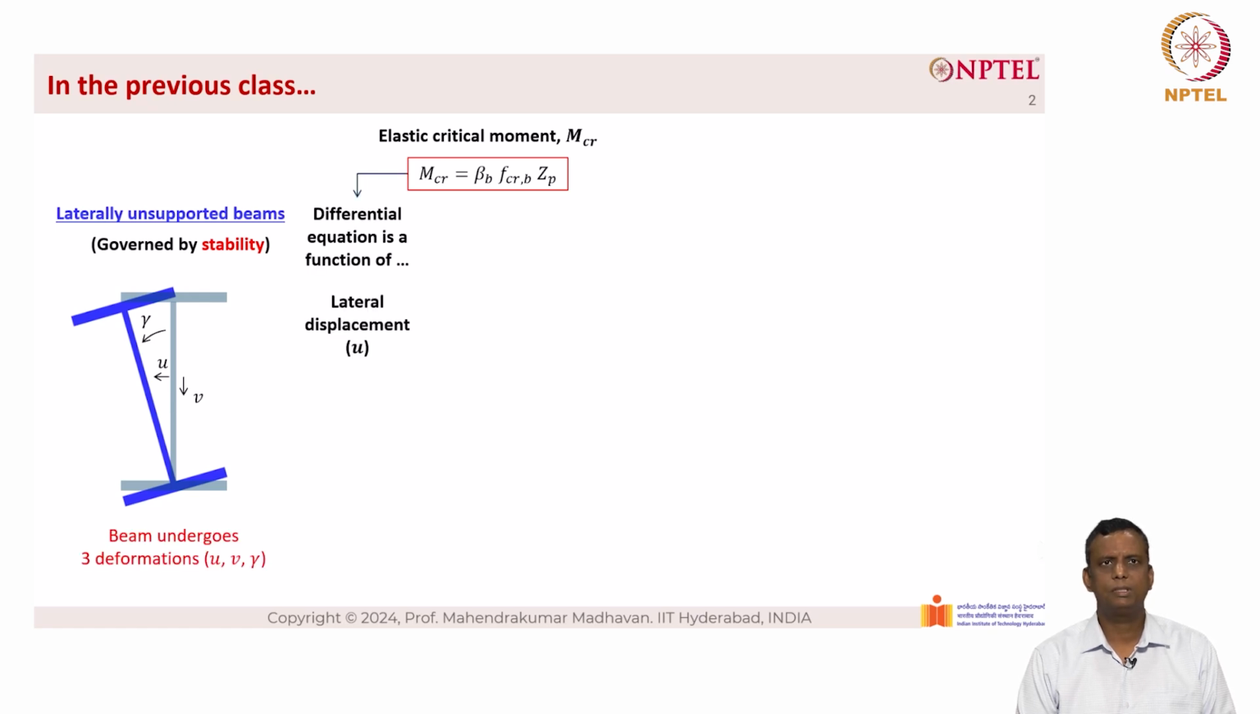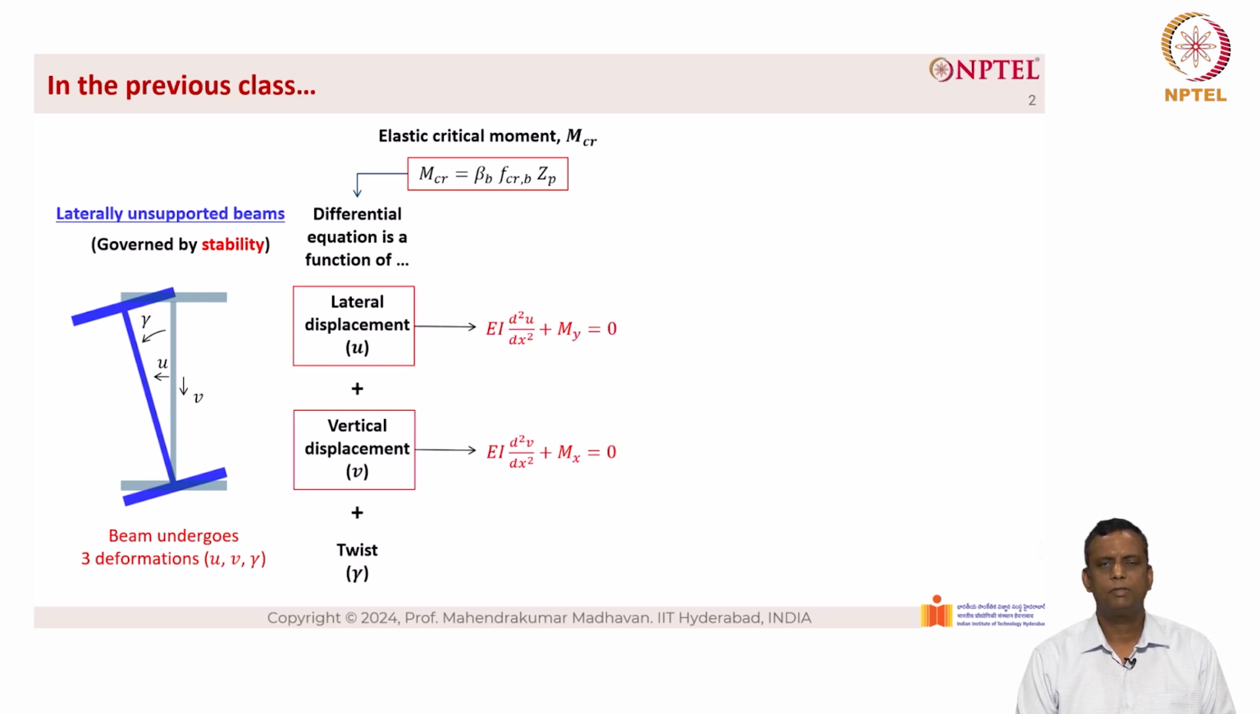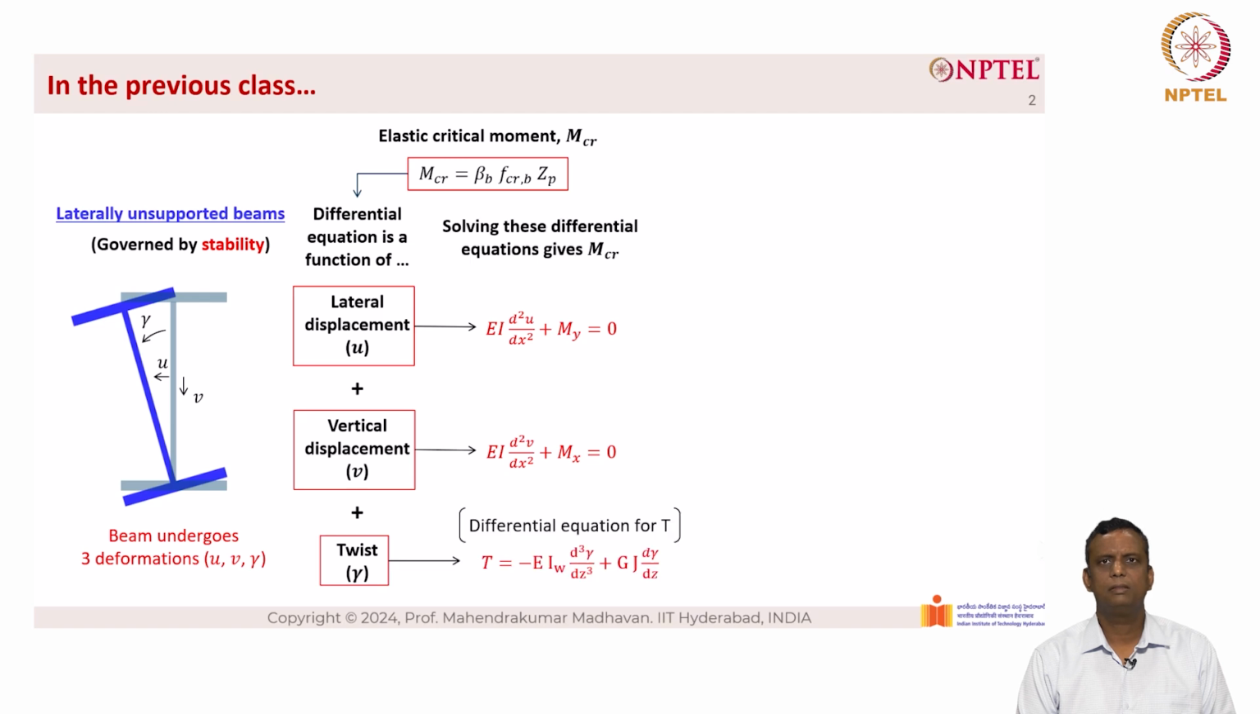And this differential equation is a function of lateral displacement U, vertical displacement V, and the twist gamma. So the corresponding differential equations are shown in the slide. And when we solve these differential equations, we get M critical. So that is also given in the slide on the right hand side.